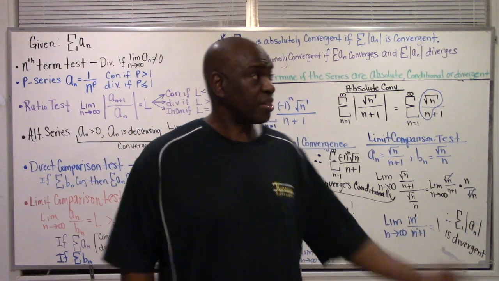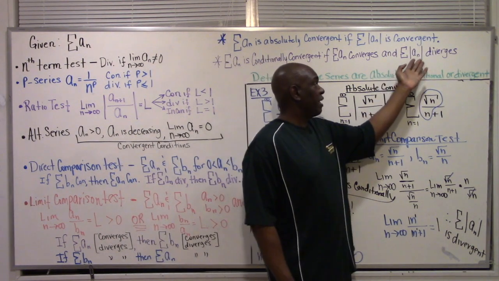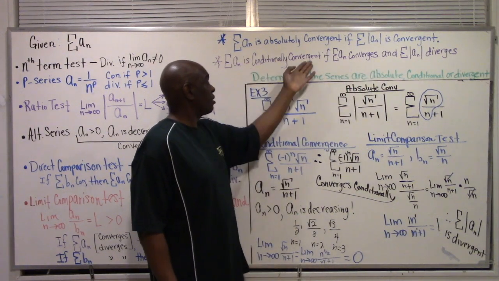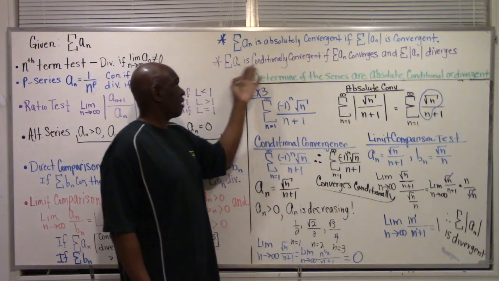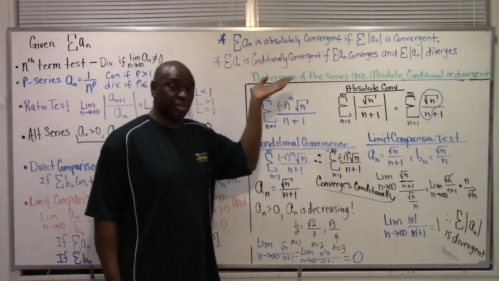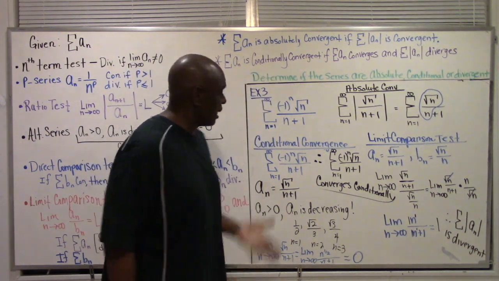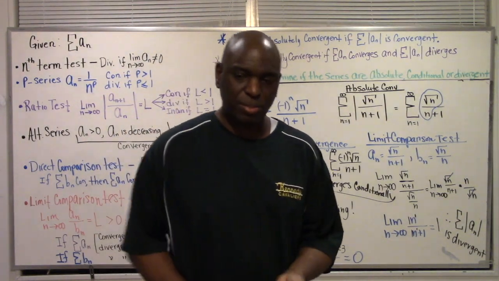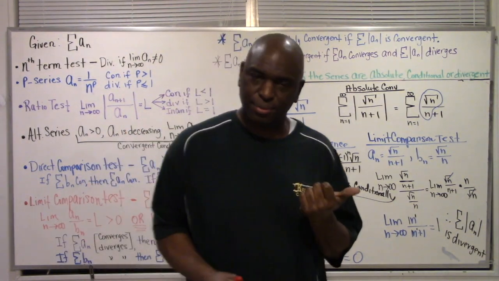Which means if it diverges absolutely, it can still converge conditionally. A to the n can still converge conditionally. And it did converge conditionally by way of the alternating series test for convergence.